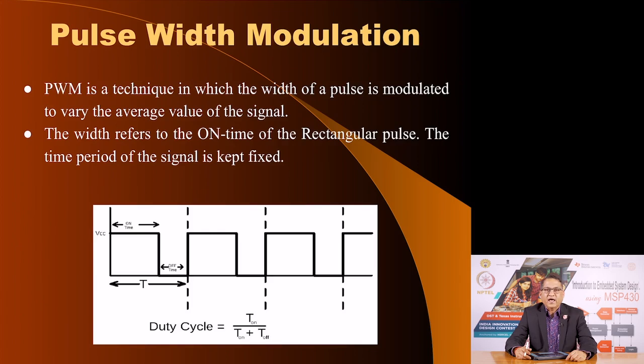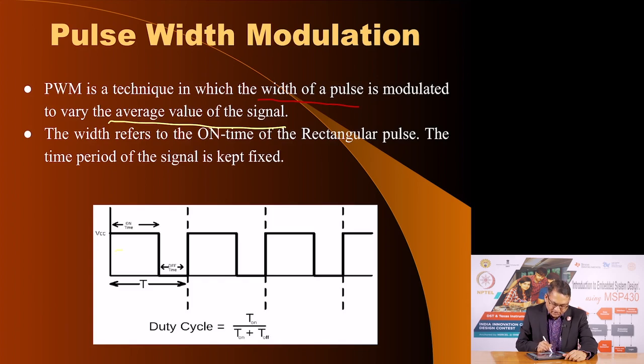Pulse width modulation, as the name suggests, is a mechanism of modifying the width, of modulating the width of a pulse waveform. Here, by modifying the width, we are able to change the average value of the signal. Here is a sample signal.